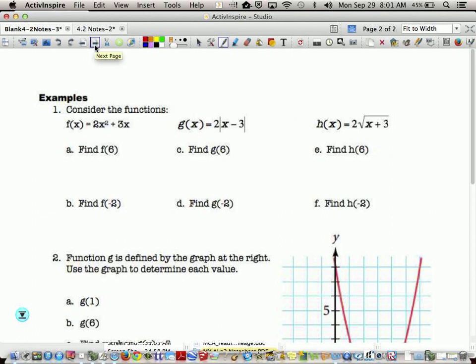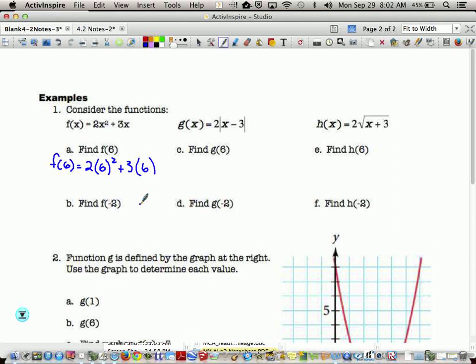Okay, consider these functions. Notice that we're changing, quote unquote, the name of the function: f, g, h. So you have to pay attention to the different letters. For this one, they want you to find f of 6. So what does that mean? You take 6 and plug it into f. So f of 6 is 2 times 6 squared plus 3 times 6, correct? I take that 6 and I plug it in there and I plug it in there.